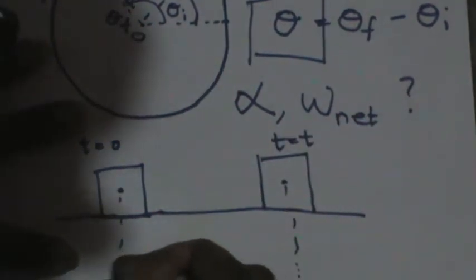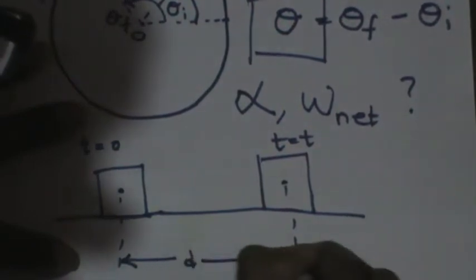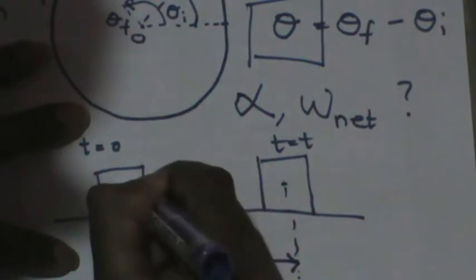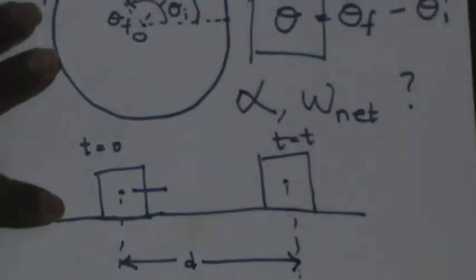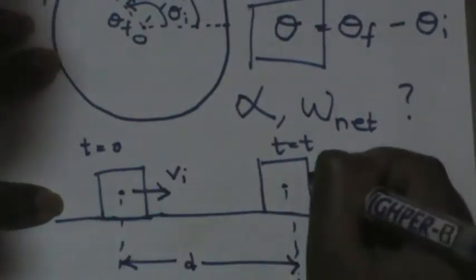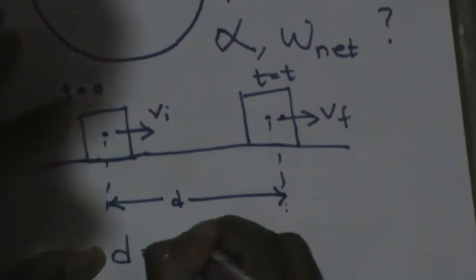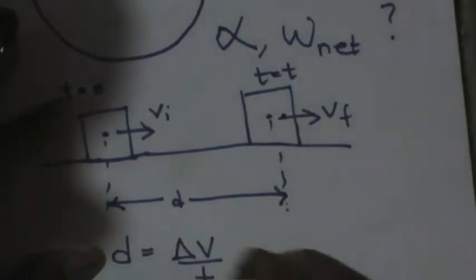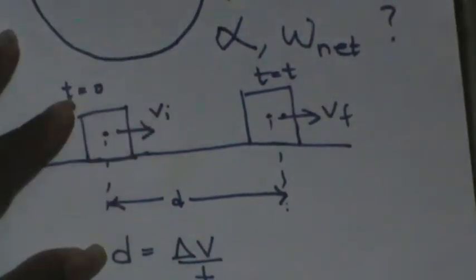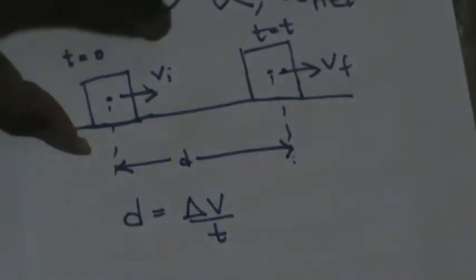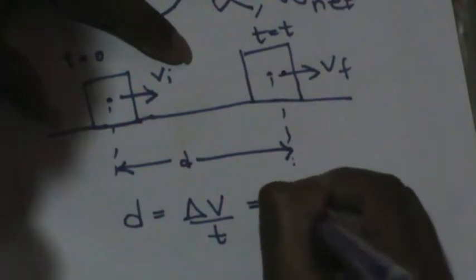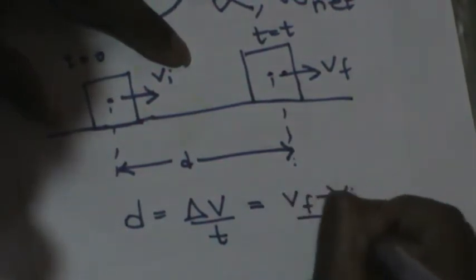I'll say that the object has been displaced by a distance d within the time t, and the velocity of the object at time t equals 0 is vi, the initial velocity, and the velocity of the object at time t is vf, the final velocity. So you know from translational motion that the distance is equal to delta v by t.